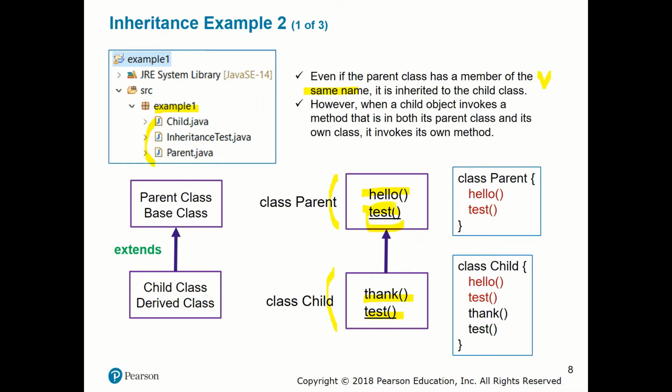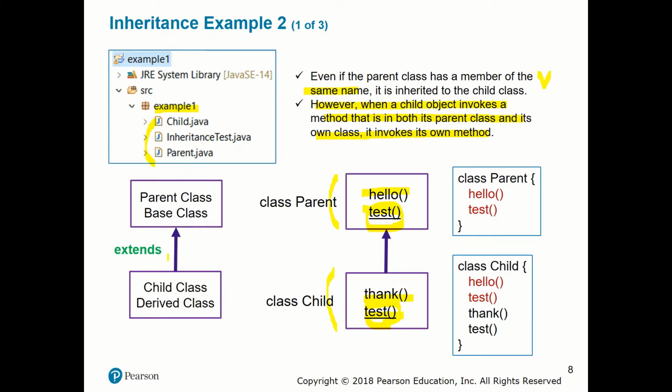Here, test methods exist in both parent and child class. See? However, when a child object invokes a method that is in both its parent and its own class, it invokes its own method. I show this with an example. At first, I will explain this one.